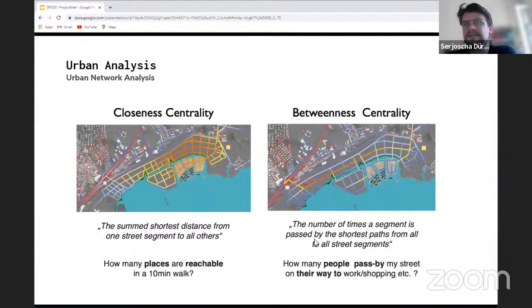Betweenness centrality is a bit different. It is the number of times a segment is passed by the shortest paths from all to all street segments. So we assume that, let's say, on each street segment one person lives, and that person goes to each other street segment once a week or once a day or something. And then we see these red highlights, which street segments would be frequented the most. So this is kind of the footfall measure, to say on the way to somewhere people most likely pass by this segment, for instance. So this would also be a very rough traffic estimation, right? You would assume this street segment here would have the highest amount of walking people or cars or whatever on the way to somewhere.